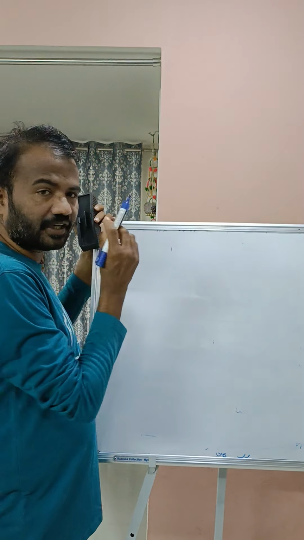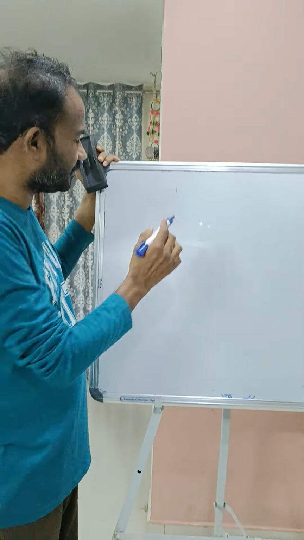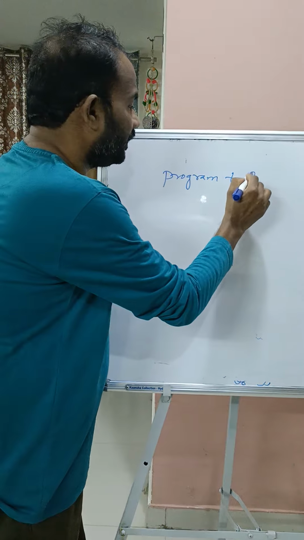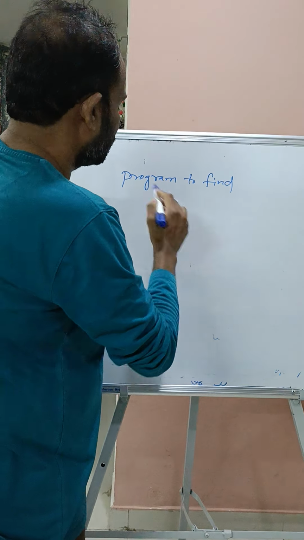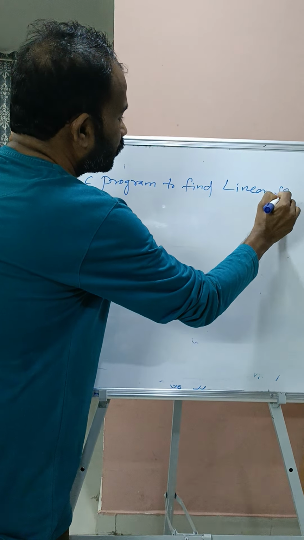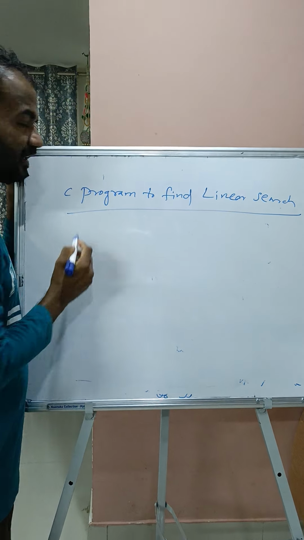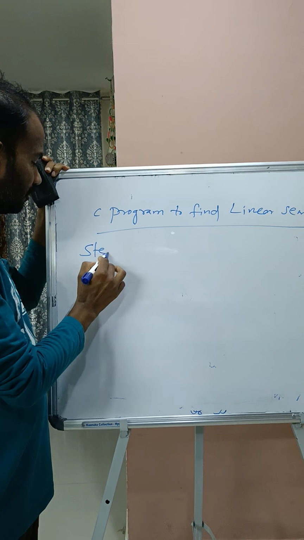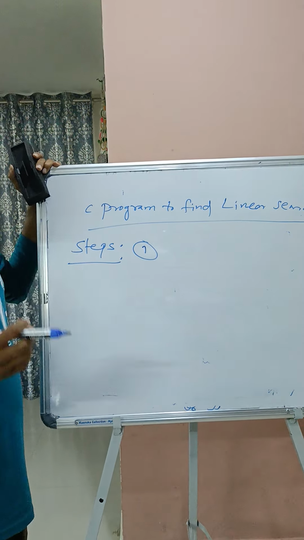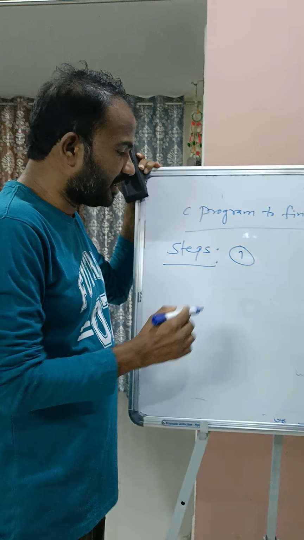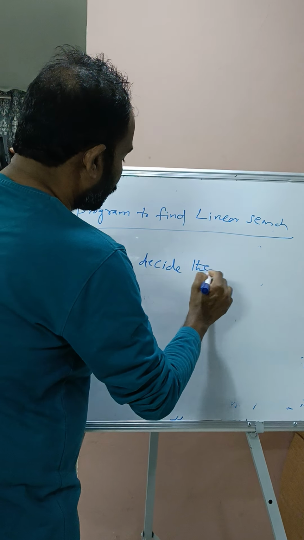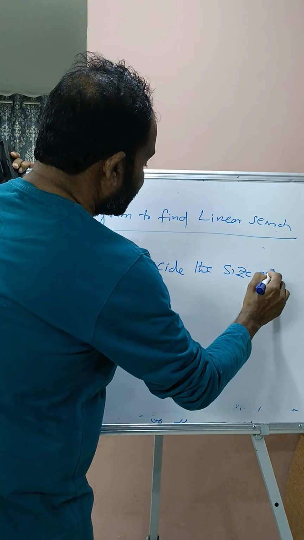Now our target is to find the C program for linear search. So what are the steps possible here? Steps. First step, we need to decide the size of the array.